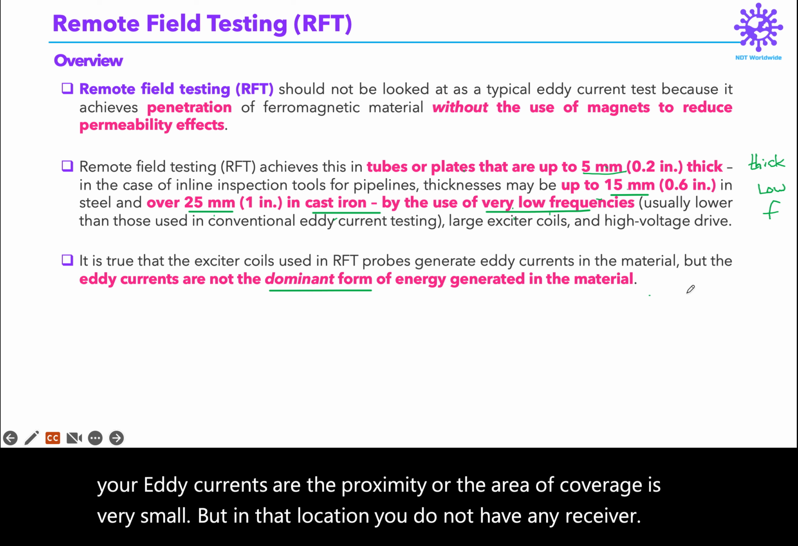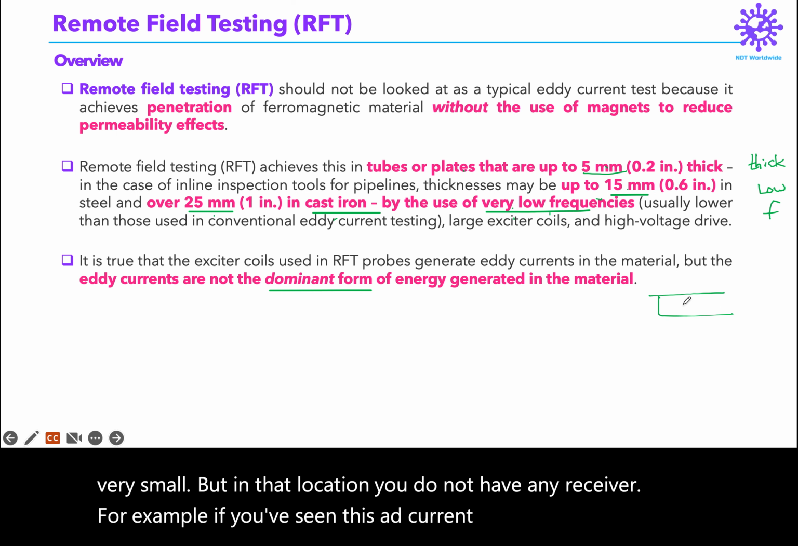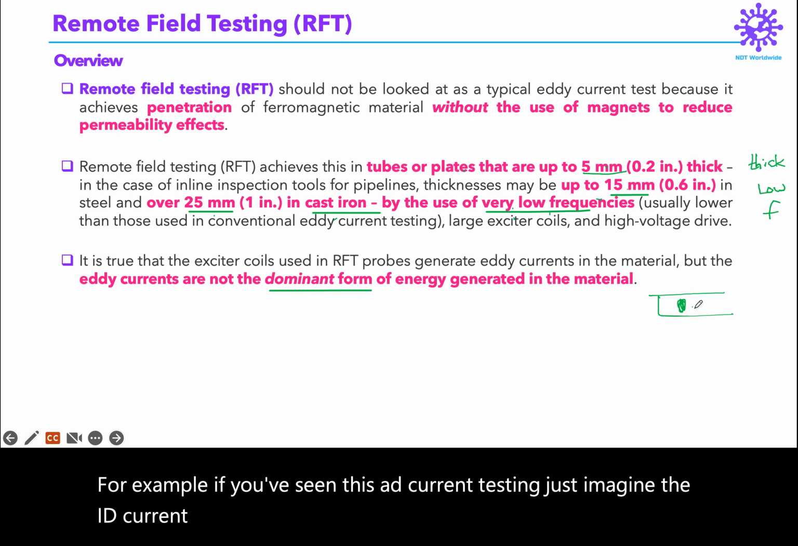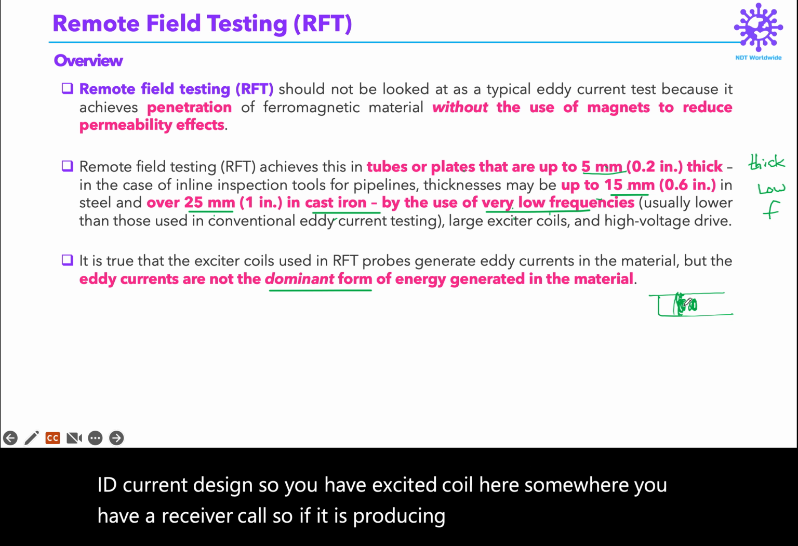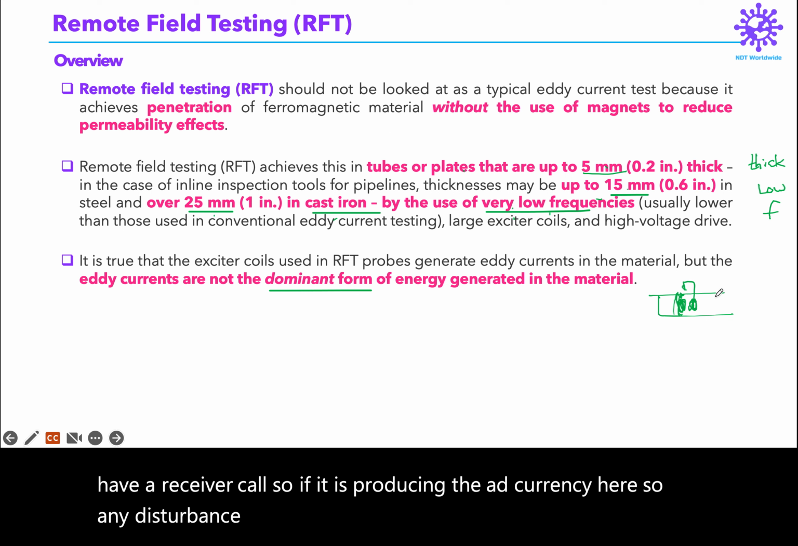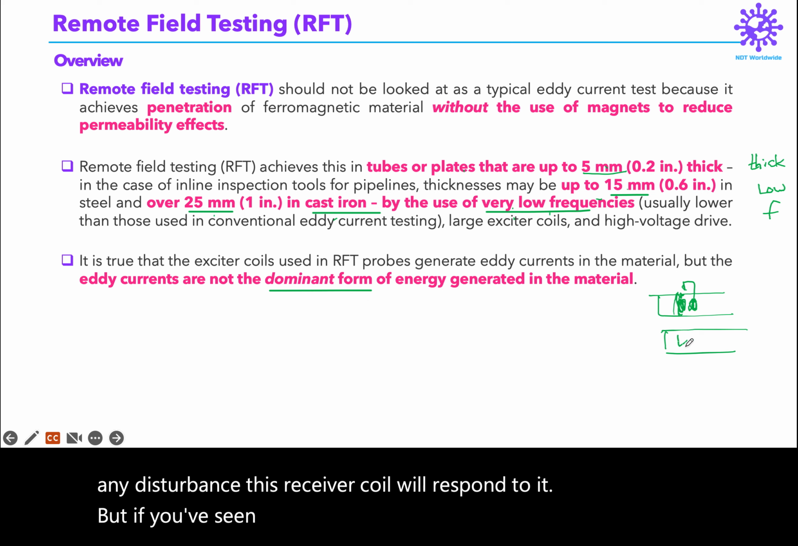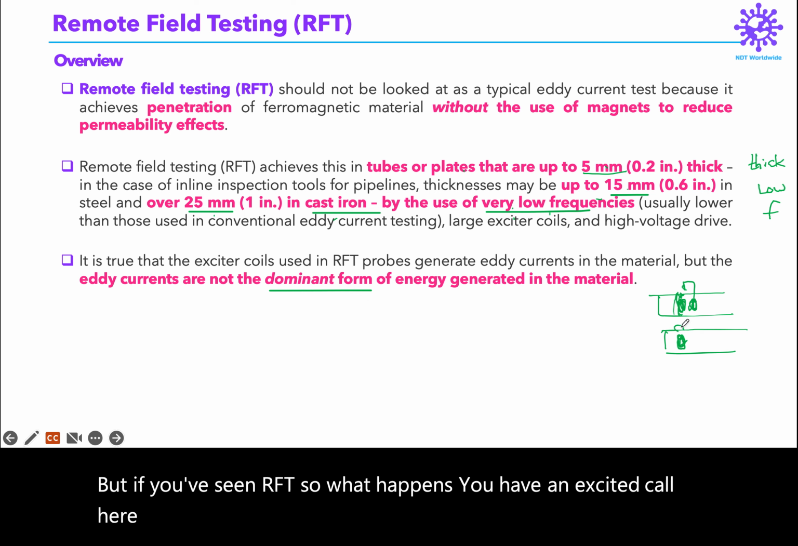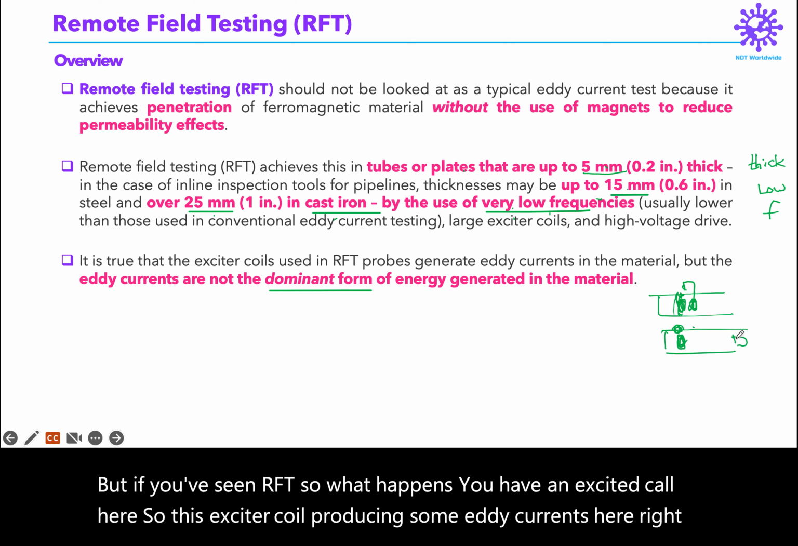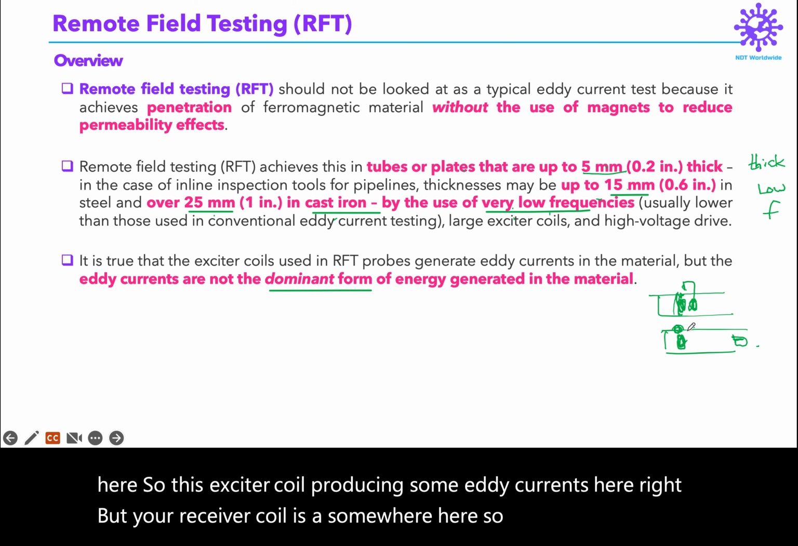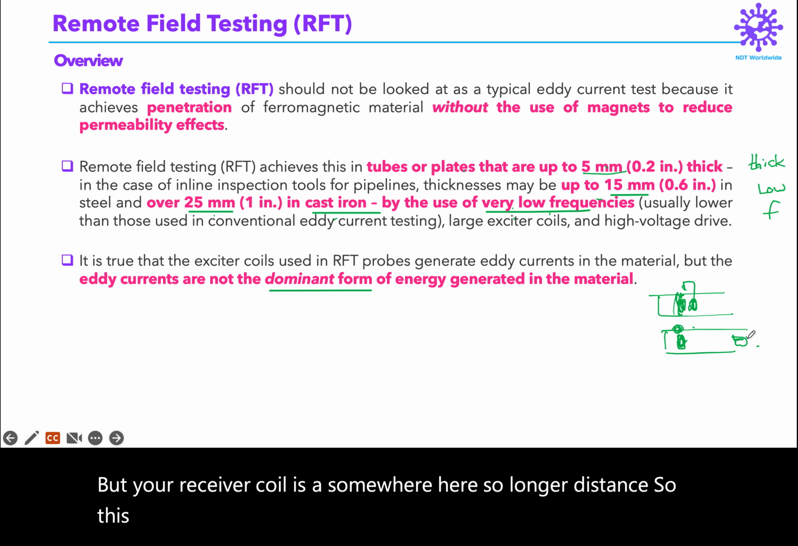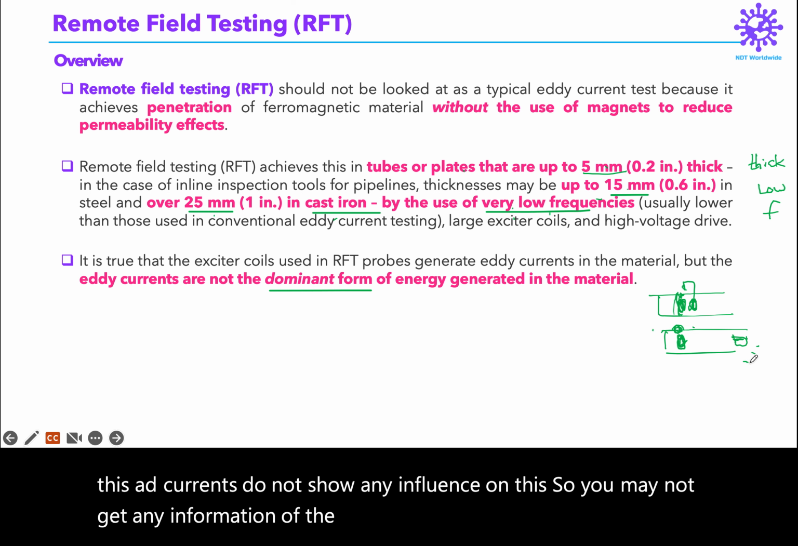For example, in eddy current testing, just imagine the eddy current design. You have an exciter coil here, and somewhere you have a receiver coil. If it is producing eddy currents here, any disturbance, this receiver coil will respond to it. But in RFT, you have an exciter coil here producing some eddy currents here, right? But your receiver coil is somewhere here, a longer distance. So these eddy currents do not show any influence on it, so you may not get any information on the eddy currents with this receiver coil.